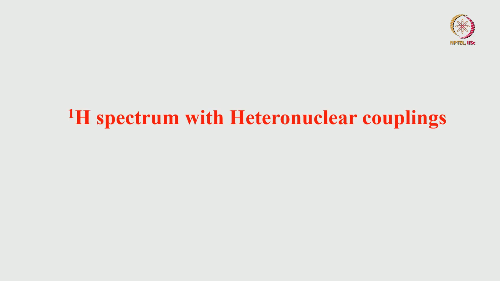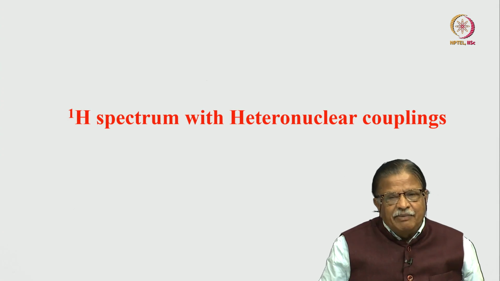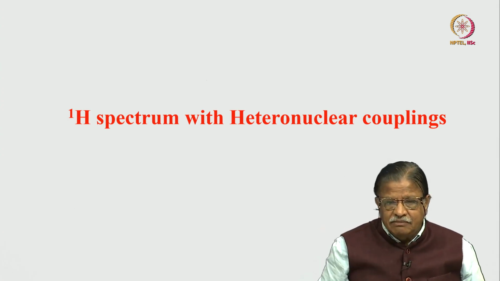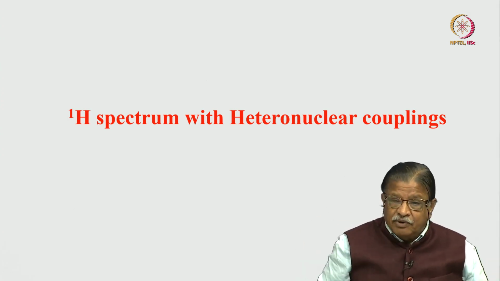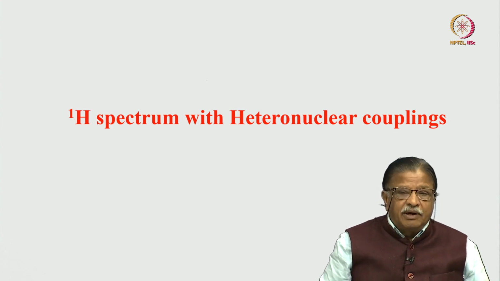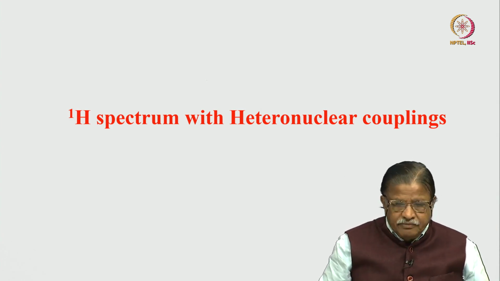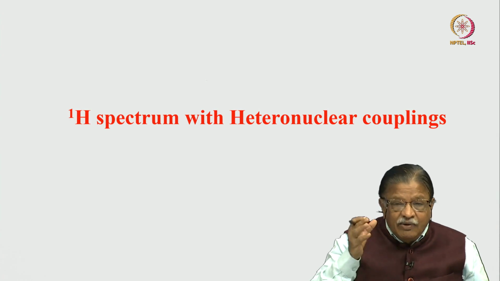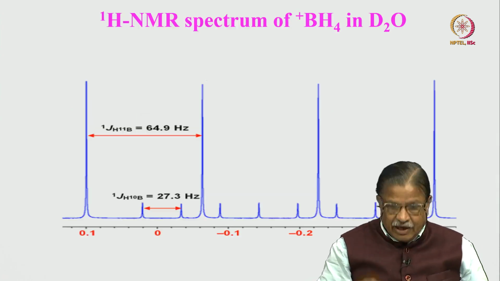We go further. So far we are looking only at the proton spectrum, where we are looking at the proton-proton couplings. The J couplings we saw are only proton-proton. Can there be a heteronuclear coupling in proton? Can a heteronuclear nucleus couple to a proton? Why not? It should couple. Then what will happen to the spectrum? How does it get reflected? How do we extract the heteronuclear coupling? We look at it now.